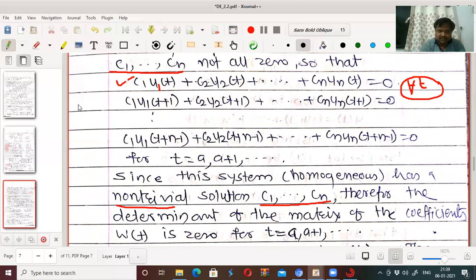The determinant of coefficients has first row u1, u2 up to un, and so on, down to u1 t plus n minus 1 up to un t plus n minus 1. If this system has a non-trivial, non-zero solution, then the determinant of coefficients must be equal to 0. For example, suppose 2c1 plus 3c2 equal to 0 and 4c1 plus 6c2 equal to 0. We can say that c1 equal to 3 and c2 equal to minus 2 is a solution of this homogeneous system, because both the equations are satisfied.